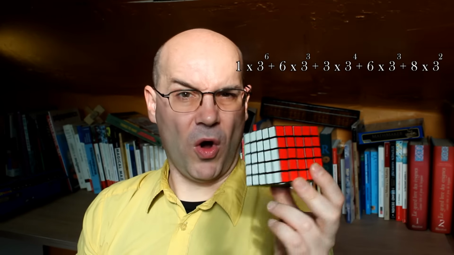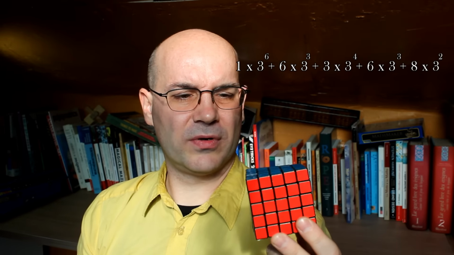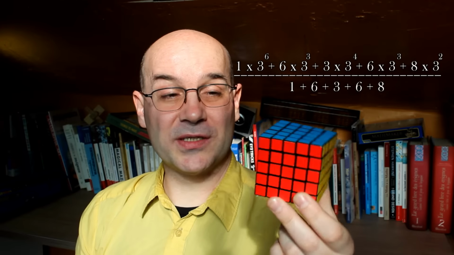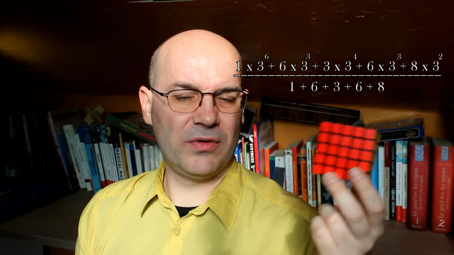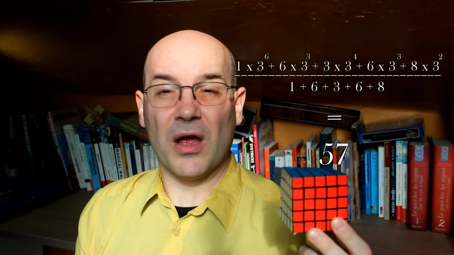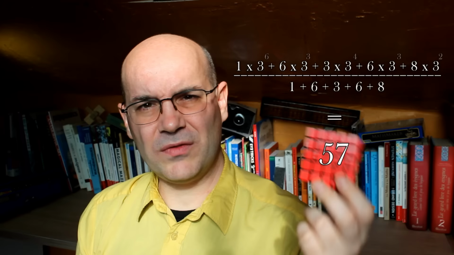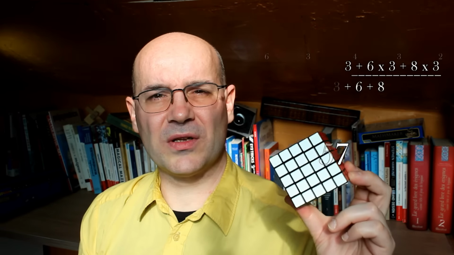So now we have all our transformations, and we have all the combinations that don't look changed with those transformations. We divide the second by the first, and we get 57. And yes, 57 is the answer to the puzzle. With 3 colors, we can make 57 different combinations, or different cubes.